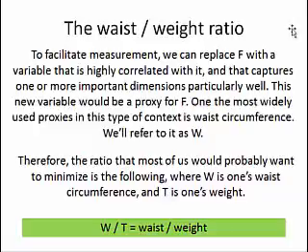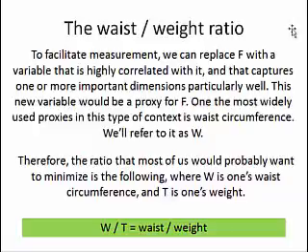So therefore, the ratio that most of us would probably want to minimize in order to reach our optimal weight is the following: W divided by T, where W is waist circumference. So that would be the waist to weight ratio. If you want to measure your waist to weight ratio, just choose a measurement unit for each one of them. It doesn't matter as long as you use the same measurement units when you come up with these ratios.